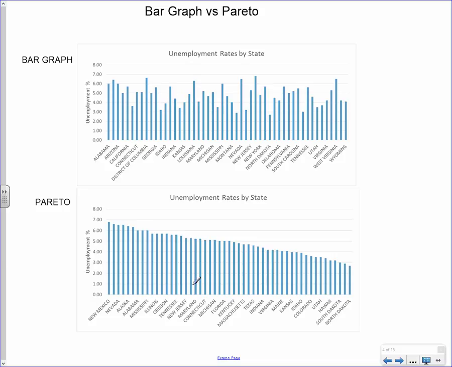It looks like we're somewhere in the middle. I can't really tell. But if I order this like a Pareto chart, from highest to lowest, now I can immediately see, oh, New Mexico has the highest unemployment, North Dakota has the lowest unemployment, and here's Kentucky somewhere in the middle. So this gives me a better idea of how the data's distributed by state instead of this, where I really have to investigate closely to tell what all the percentages are. So a Pareto chart might be a good option if you have a lot of categories that you're looking at.